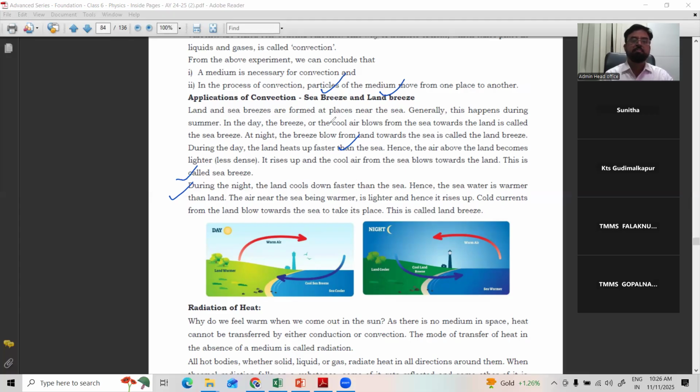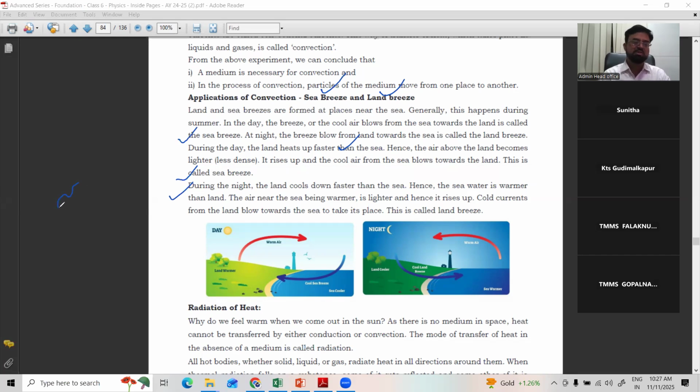In the day, the breeze or the cool air blows from the sea towards the land. So there is a sea, and after the seashore, we get the land. When you go to the beach, you can observe this clearly. In summer, the breeze from the sea towards the land is called sea breeze. Means flow of heat from sea to the land is called sea breeze. At night, the breeze blows from the land towards the sea.